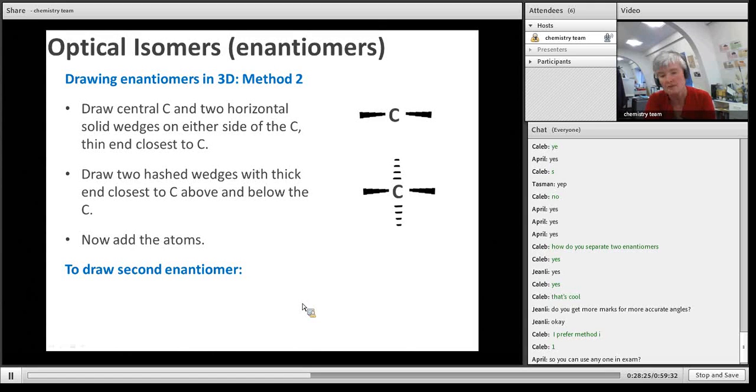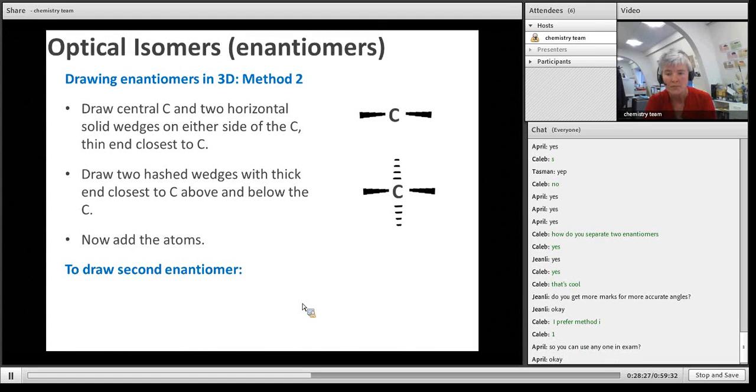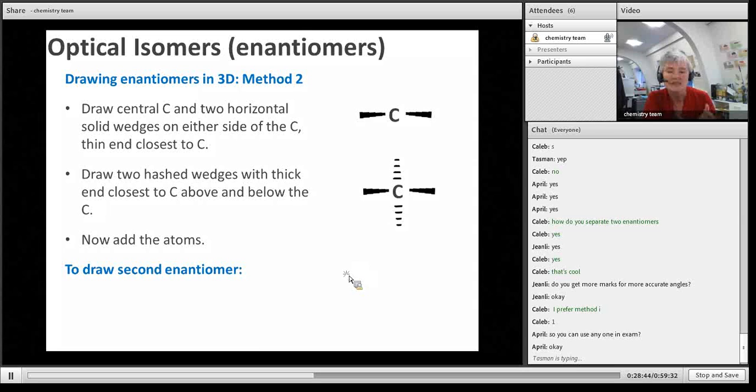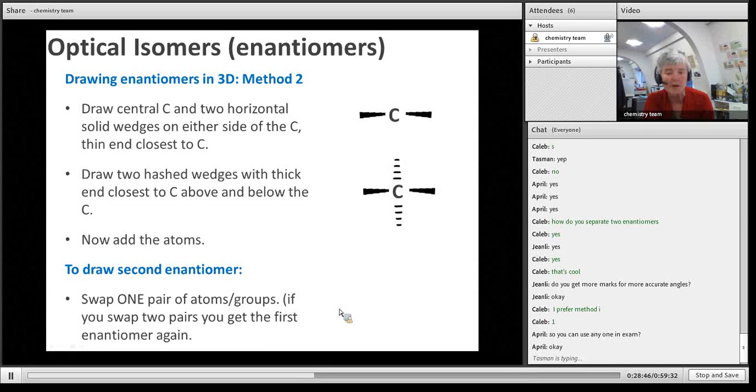Both are correct. So when you've drawn one isomer, how do you draw the enantiomer? Because they'll always ask you questions like: this carbon is chiral, why is it chiral, why can it form enantiomers, draw the enantiomers. You simply swap one pair of groups around. So say you swap the top and the bottom one around, so the bottom one goes in the top and the top one goes in the bottom, or you swap the left and the right.